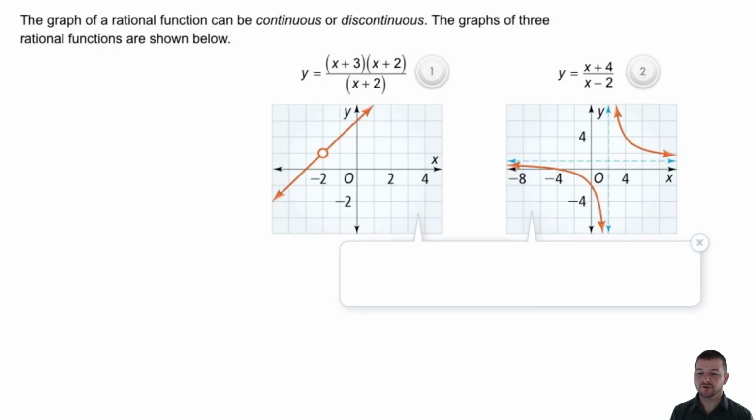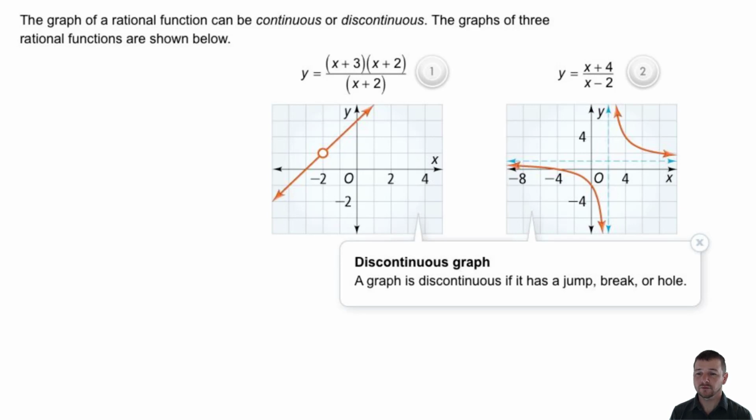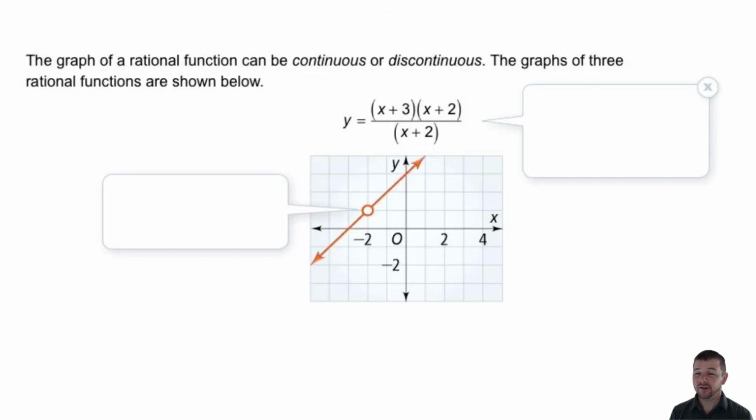And our discontinuous graph examples. A graph is discontinuous if it has a jump, break, or hole. Considering the graph of this function, the graph has a hole at x equals -2. The function is not defined here.